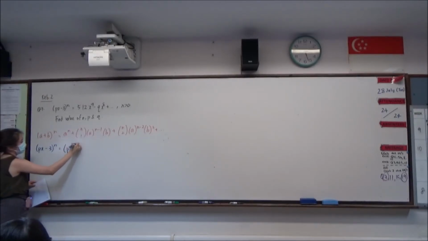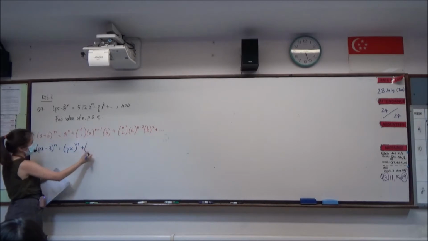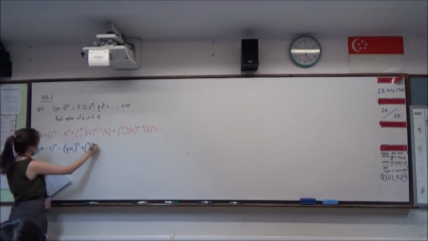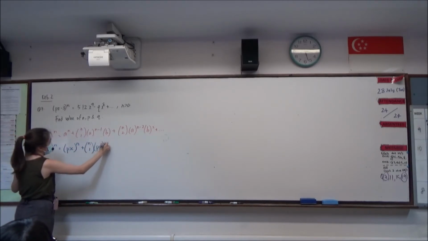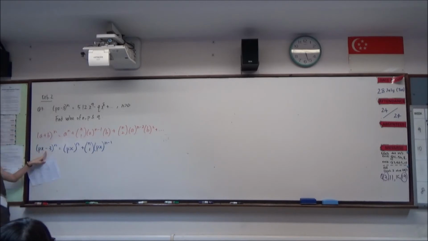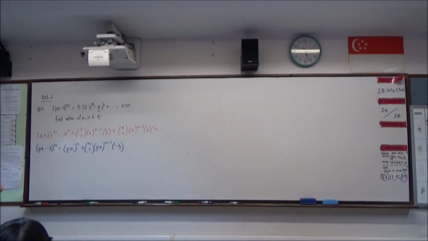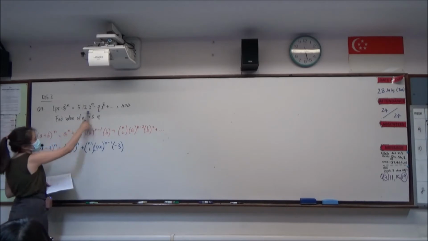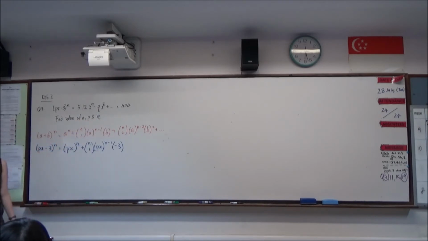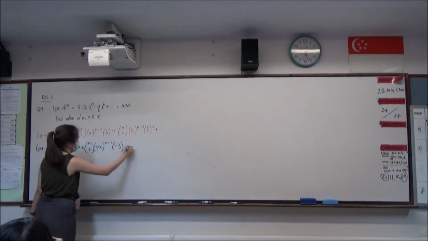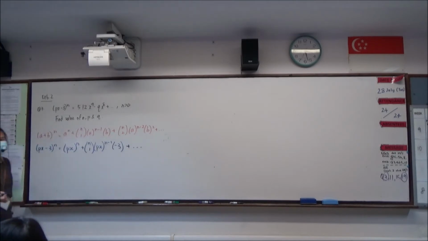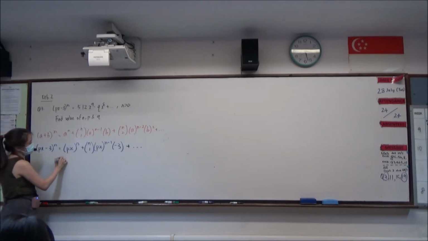So using our binomial for (px minus 3) to the power of n, I will find that I have (px)^n plus n choose 1, where a is px to the power of n minus 1, and b is your negative 3. And then after that, we don't need to continue with the expansion since it only gives us our first two terms. So we can just end here, plus dot dot dot.